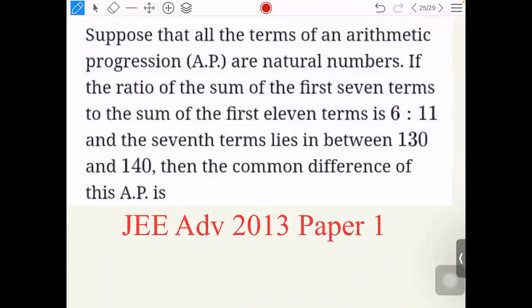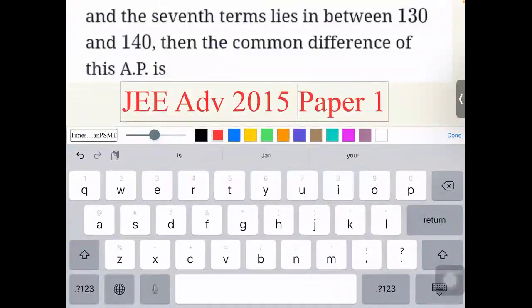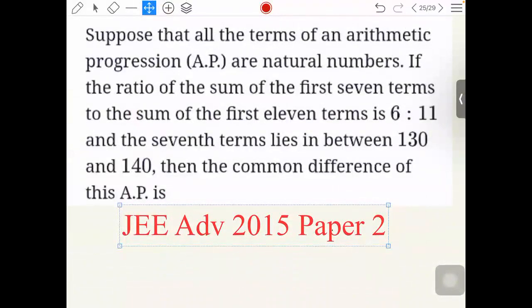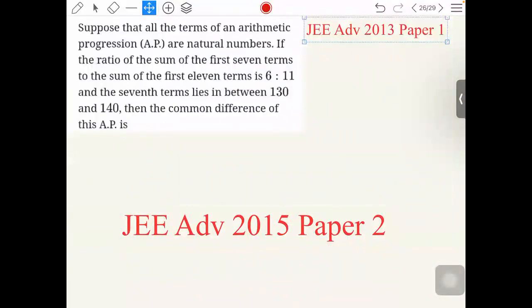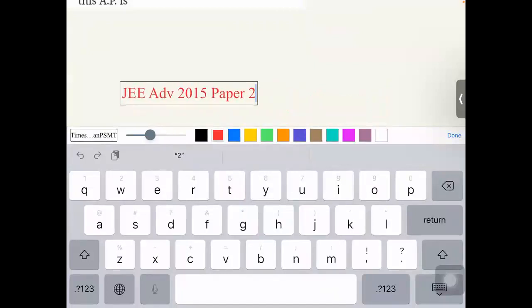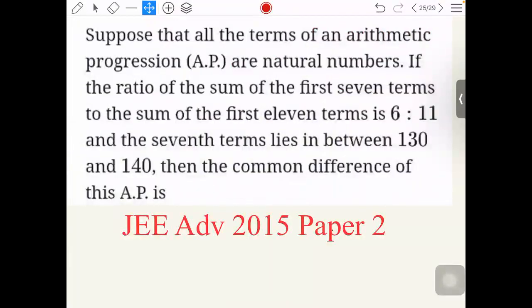As far as I'm concerned, this is 2015 paper 2. अभी बड़ा कर दिया so that you guys can see and try once more. 1 मिनट का टाइम.